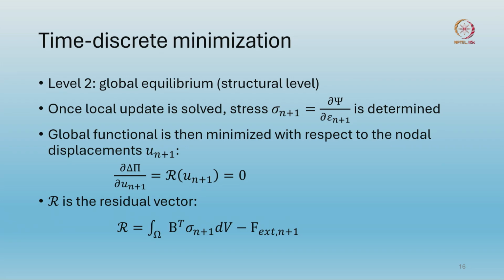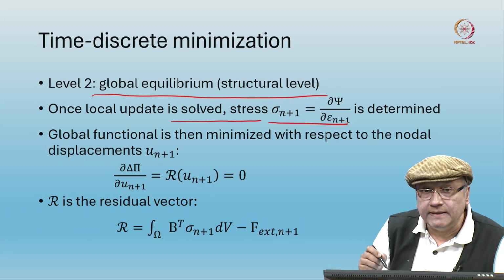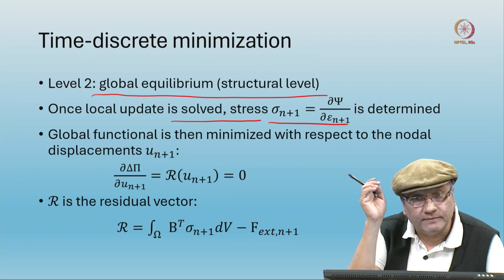Level 2: once you have determined your alpha locally, then you are ready to do a global equilibrium at the structural level. That means find the displacements and hence the strain again. You started with some strain epsilon n plus 1, so you have to update it now, because alpha has been found. The local update is now solved. So find first the stress, which is basically delta psi by delta epsilon n plus 1.